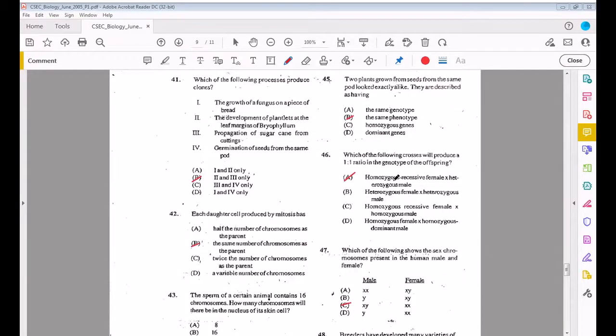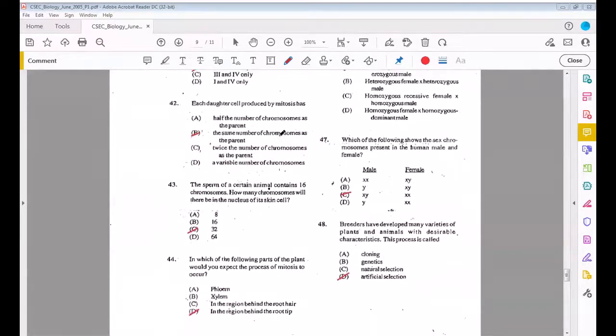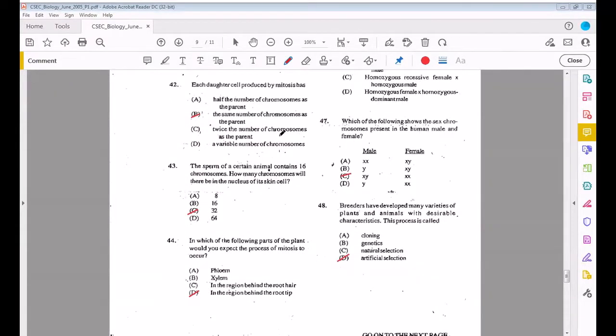41. Which of the following processes produce clones? The answer would be B. We met this already, so 2 and 3. So that would be the wonder of the world plantlets that grow on the margin and propagation of sugarcane from cuttings. 42. Each daughter cell produced by mitosis has B, the same number of chromosomes as the parent.